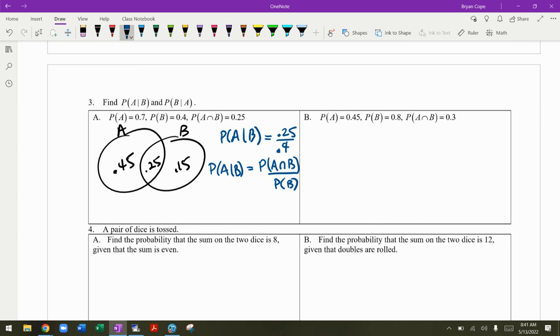In other words, you really don't even need a Venn diagram. You just need to know that when it says A given B, the denominator is the B group and the numerator is the and. And if I reverse that, the probability of B given A is the probability of B and A, which is the 0.25, over the probability of A.